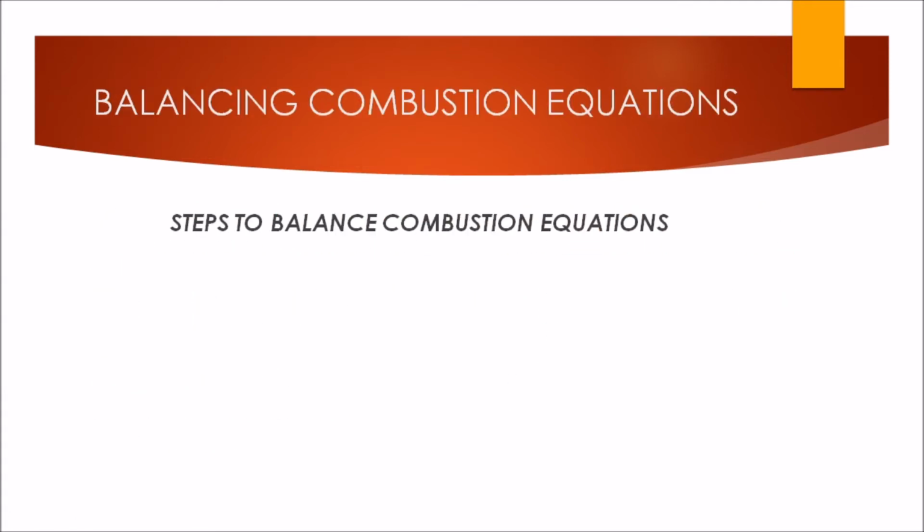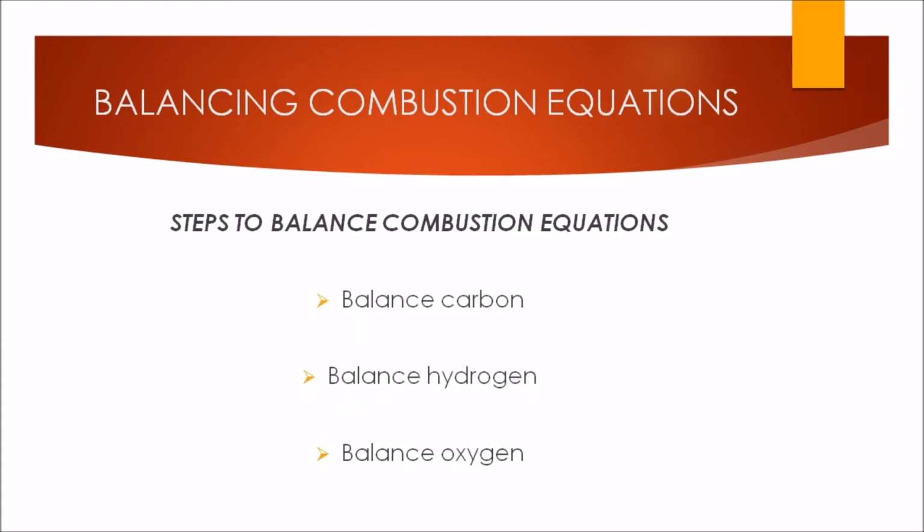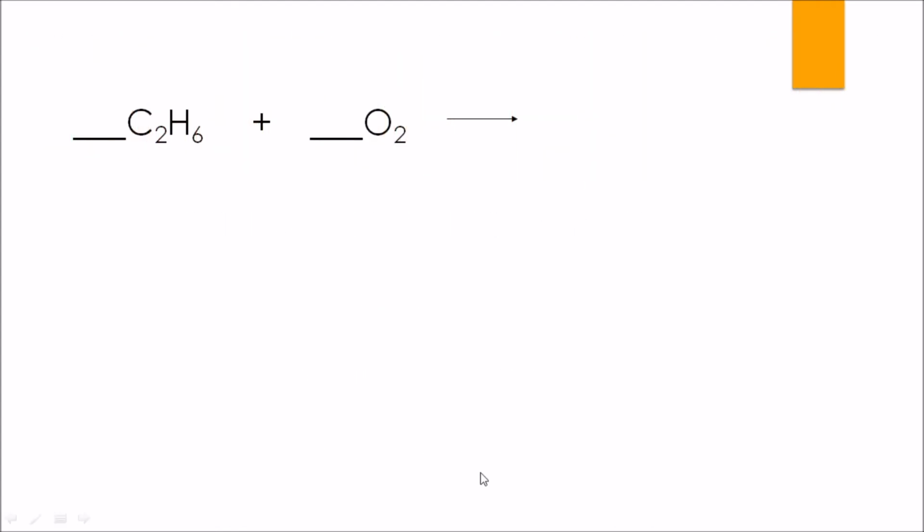So, the steps to balance the chemical or combustion equations, as we have already learned. A combustion reaction is a reaction in which a substance reacts with oxygen and forms oxide with the release of heat energy. In order to balance combustion equations of hydrocarbons, we have three steps. In the first step, we balance carbon. In the second step, we balance hydrogen. In the third step, we balance oxygen. Let's look at the example.